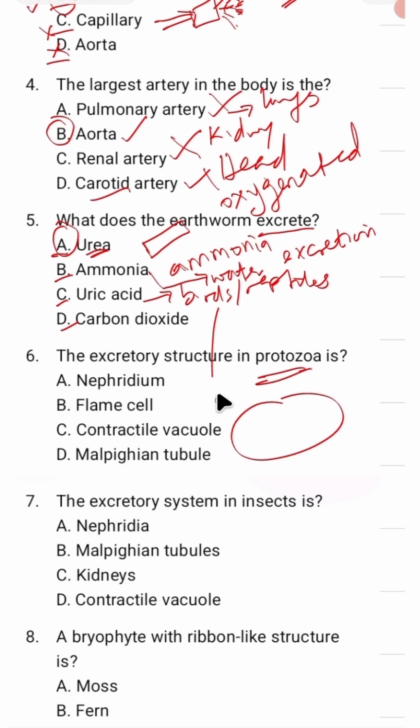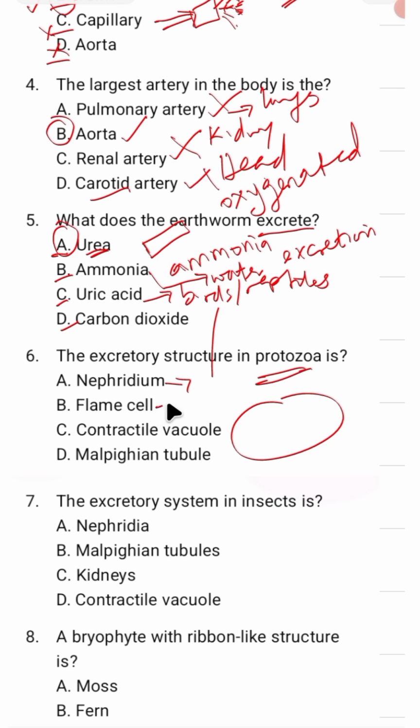Now, let's look at the options real quick. Nephridium is for earthworm, just like what you said in number 5. Nephridium or nephridia. Nephridia is the plural form. Nephridium is the singular form. So nephridia is for earthworms. The next one is flame cell.